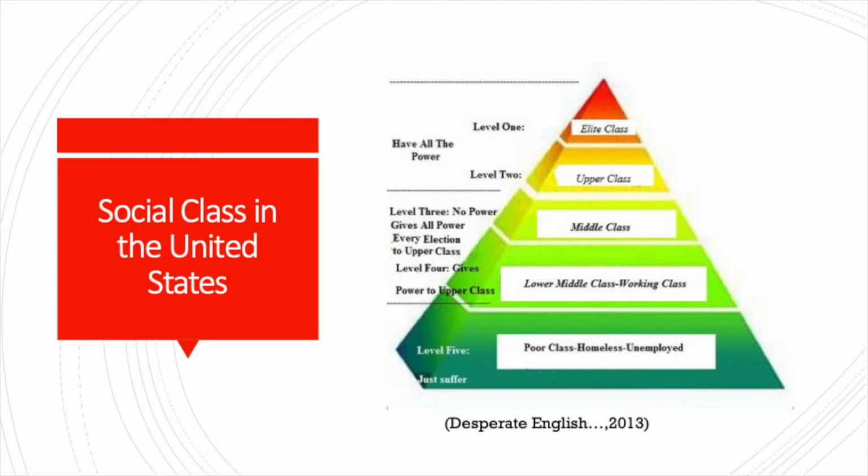So the social class in the United States, on the bottom level is the poor class, homeless, and unemployed. And then from there, it goes from lower middle class to working class, to middle class, to upper class, and then at the top, elite class. Elite class and upper class have all of the power in society in the United States.